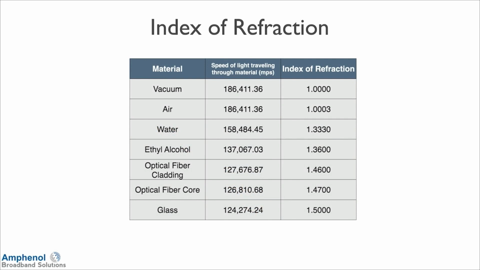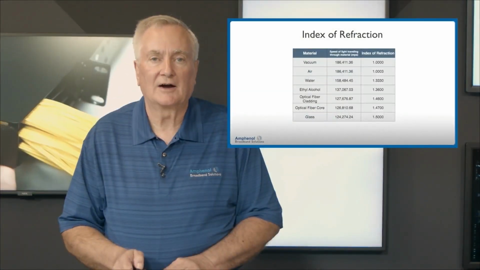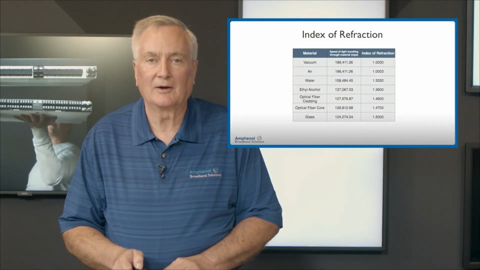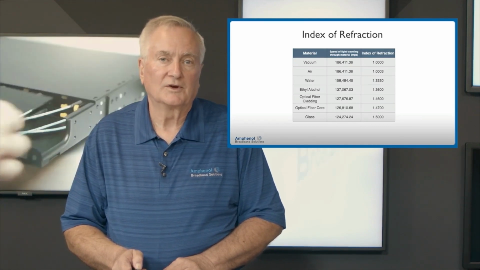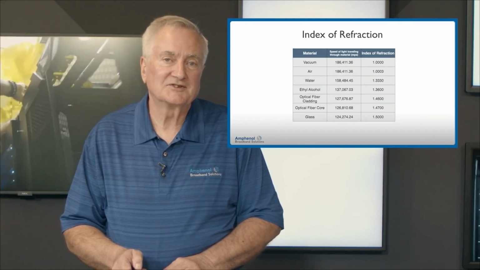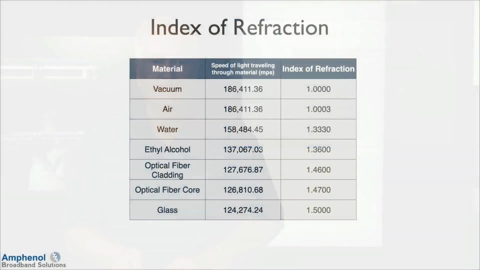When we start looking at the index of refraction, the vacuum is what we actually use as our reference. And that's traveling at 186,411.36 miles per second. And that index of refraction is 1. When you start looking at air, it's a little bit slower. Index of refraction is 1.003. When we start looking at water, it's 158,000 miles per second with an index of refraction of 1.3.